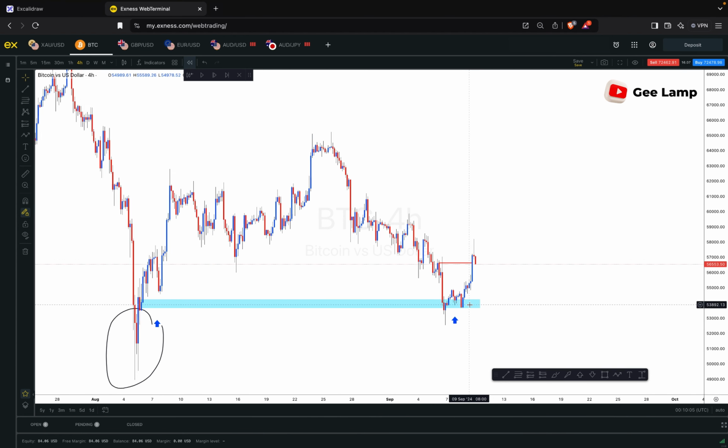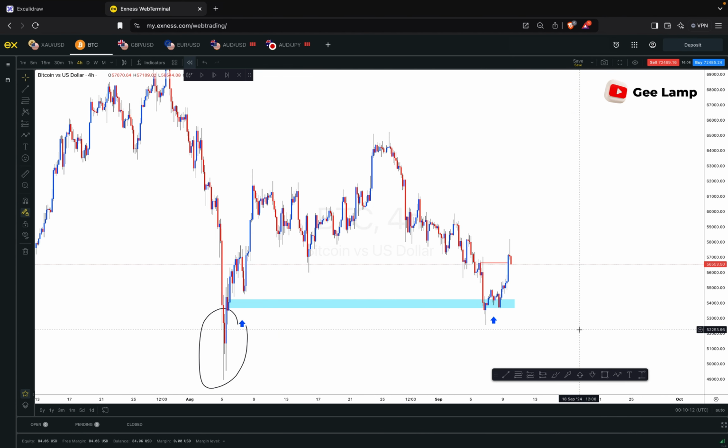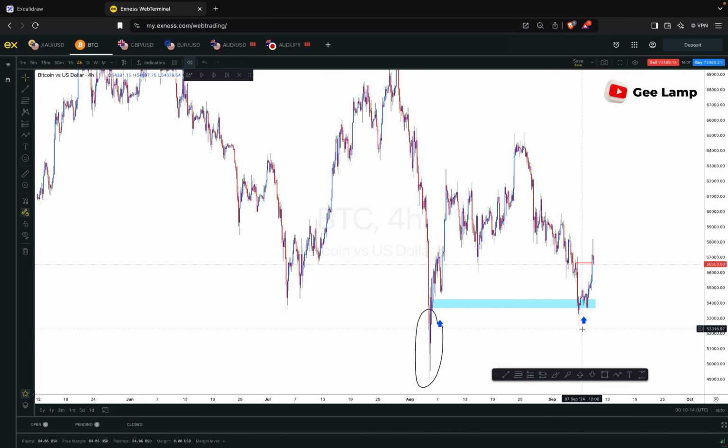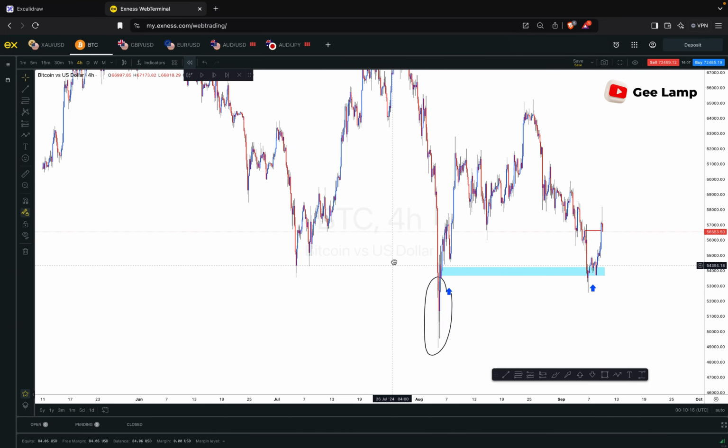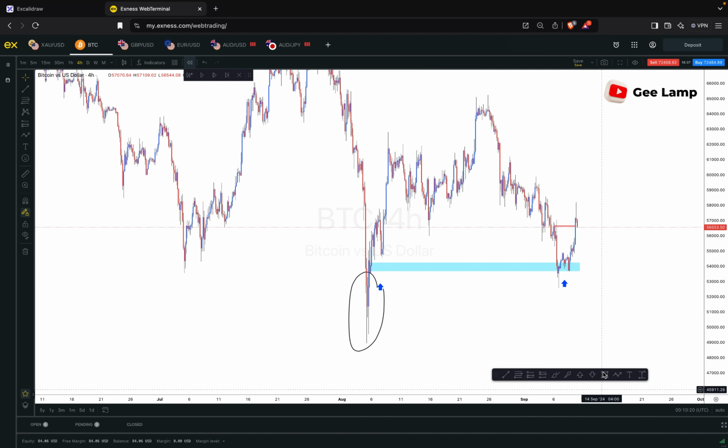Now the question is, which area are we going to consider for some opportunities? Now when we look left, let's look left. When we look left, we have a few zones. We have this first historical zone.